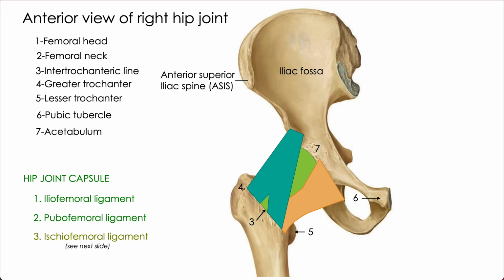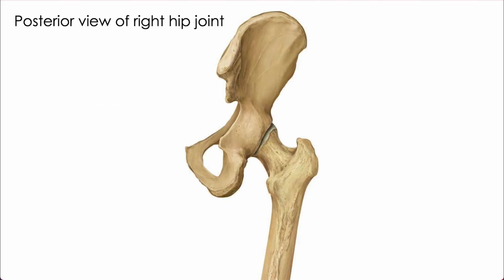So to see that ischiofemoral ligament, we have to go back and look at the posterior aspect of the hip joint. So now, they are strengthening the capsule, and let's go back. So we are looking now from the posterior view, the posterior aspect of the hip joint.